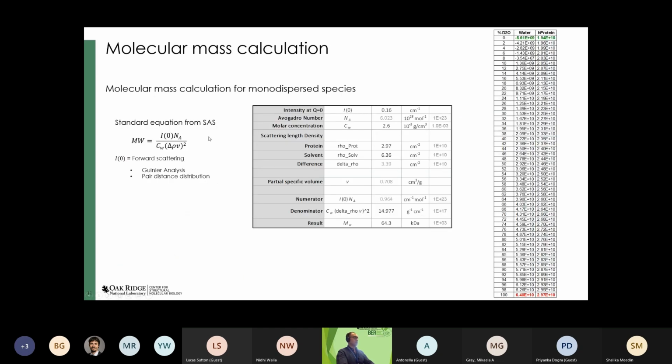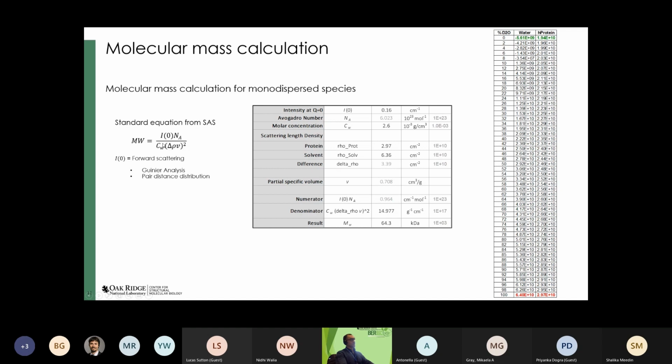And if you want to do molecular mass calculation, here we have the standard equation that comes from small angle scattering. So the molecular mass is proportional to the forward intensity and the Avogadro number, divided by the concentration, and this factor here, delta rho, is the contrast, and nu here is the partial specific volume of the sample. And using this equation, you can directly calculate the molecular weight.